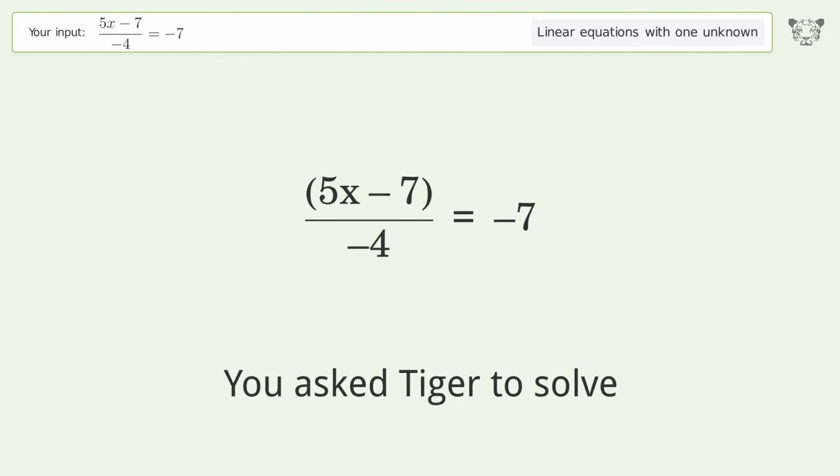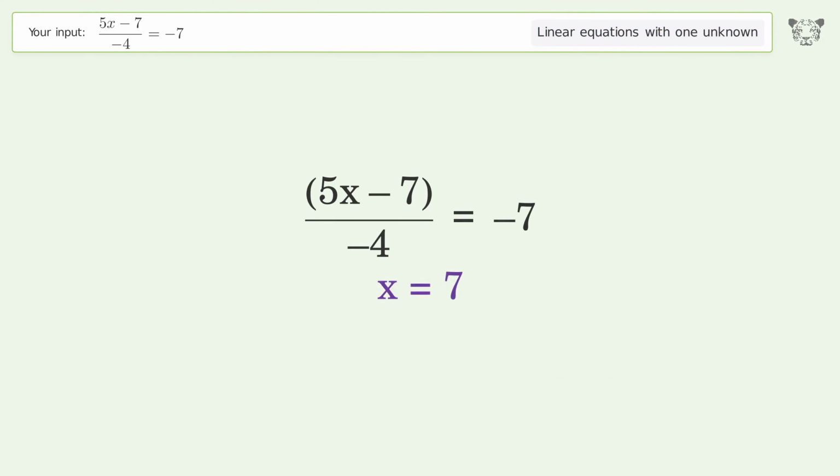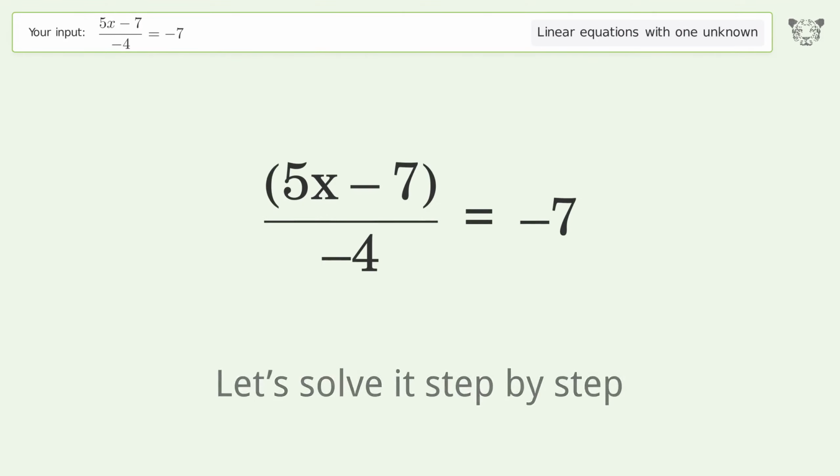You ask Tiger to solve this. It deals with linear equations with one unknown. The final result is x equals 7. Let's solve it step by step.